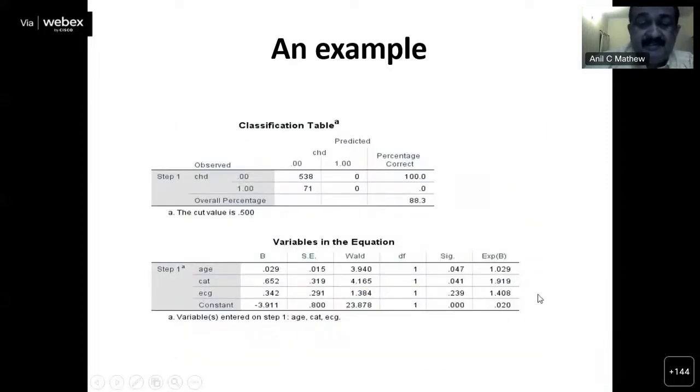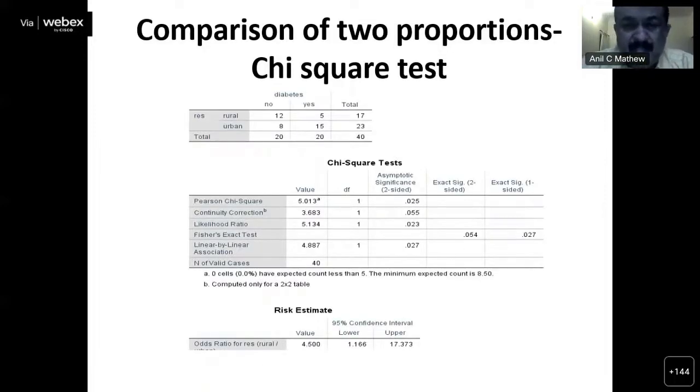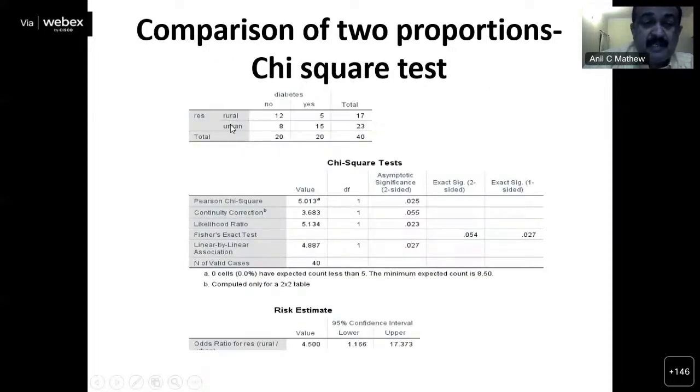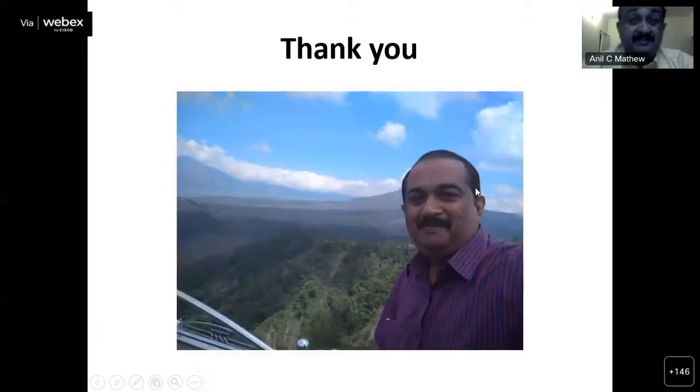When you change it accordingly, this is the regression analysis you get. The values significantly associated with coronary heart disease are higher age and the catecholamine value, whereas the ECG result is not statistically significant. So older age and catecholamine values are significantly associated with coronary heart disease. For a bivariate result, you can do a chi-square test also, but as I told you, the results will not vary much. For example, with a data set on whether diabetes is more common in rural areas, it's a 2x2 table. Yesterday we taught the chi-square test, and the p-value is statistically significant. You will get exactly the same p-value even if you do the logistic regression analysis.